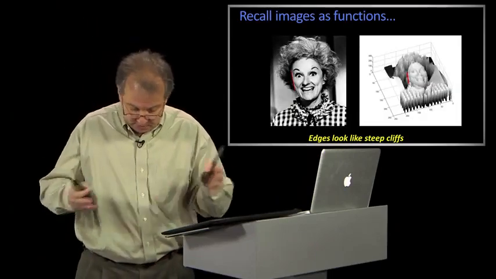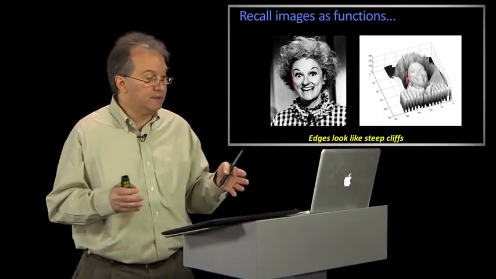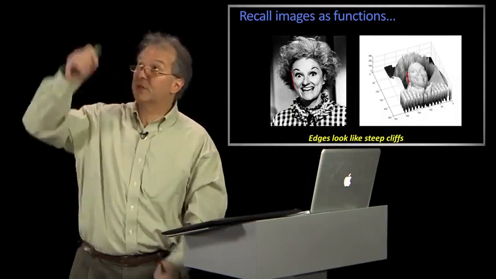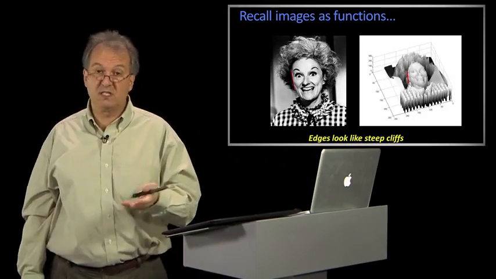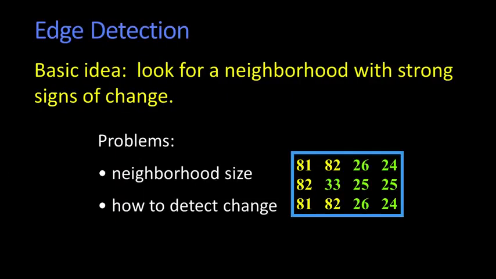So it sounds pretty simple, okay? In some little local neighborhood, can I determine that I'm at a location where there's going to be a very strong change? Doesn't seem so hard. Well, there are two things that we have to answer in order to be able to do this. If we're trying to look at a neighborhood with strong signs of change, we have this question of, well, how big is a neighborhood? And then, what do you mean detecting change? How much of change is change? And how are we going to determine exactly where that change is?